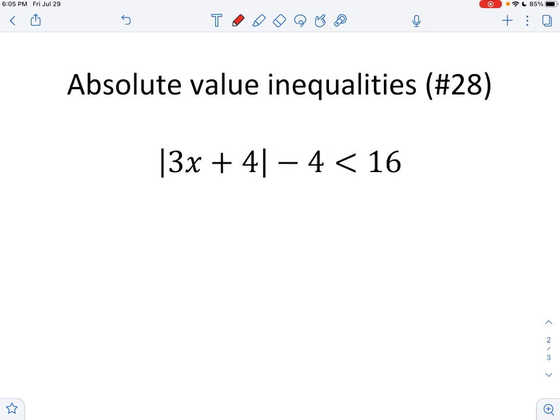Okay. Now, another step up in terms of complexity is the absolute value inequality. So it's where you have an inequality statement, but there's also absolute value brackets there, okay? So the way you're going to solve this is first isolate the absolute value.